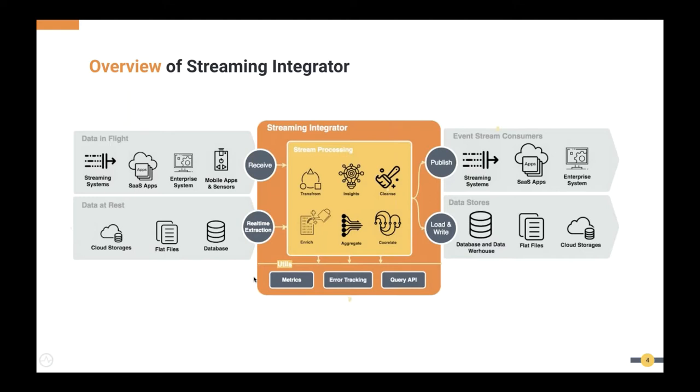We have a capability to monitor all the errors occurring while doing the process, so that later on you can look into the errors which have occurred, and you can rerun those events so that you can have zero data loss in your system. And we have a query API which you can use to query the data from a streaming process.